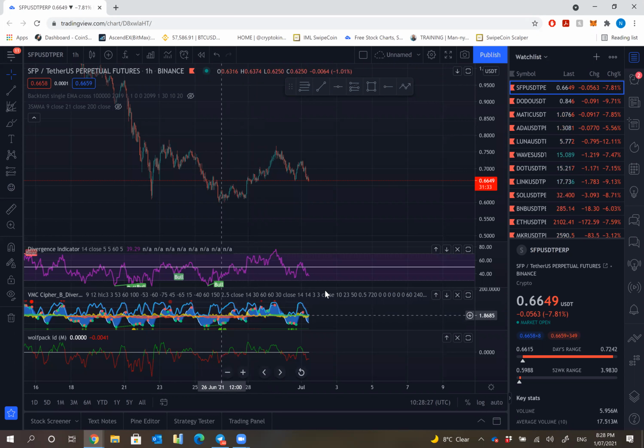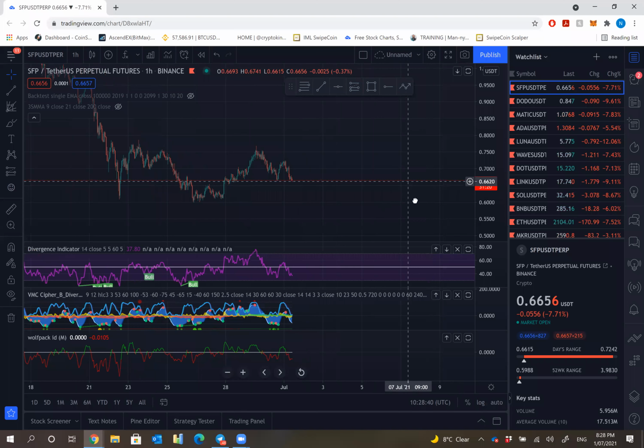Do I chart everything up? I chart everything up and I set alarms. I don't watch everything 24/7, just because I've got a business, I've got to try and run that.